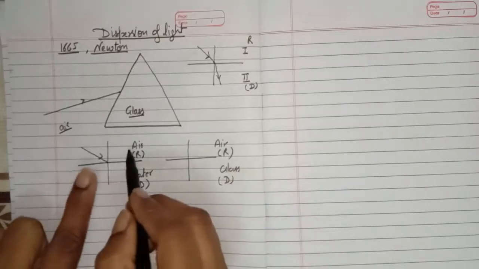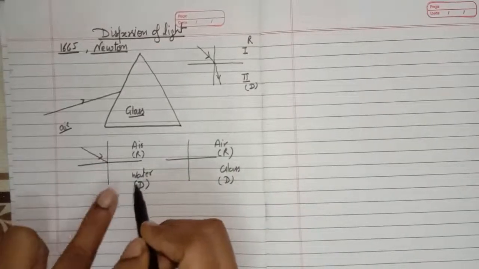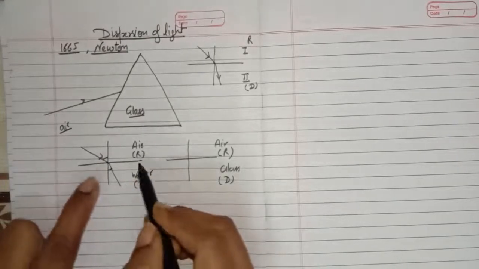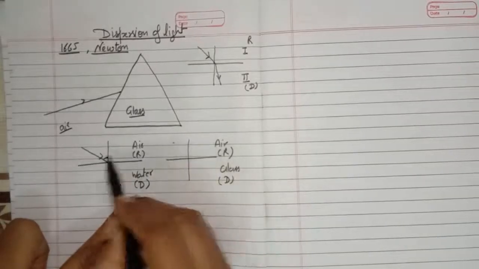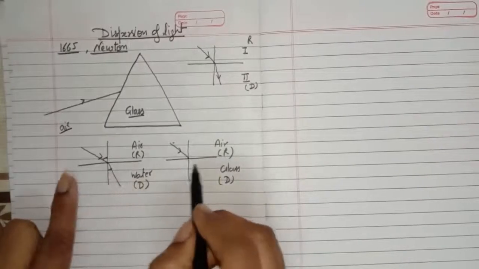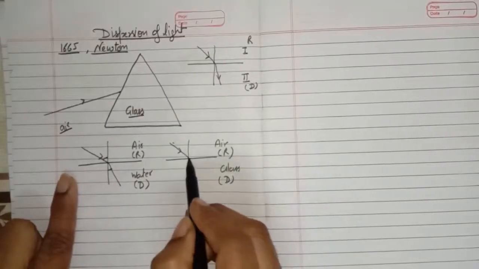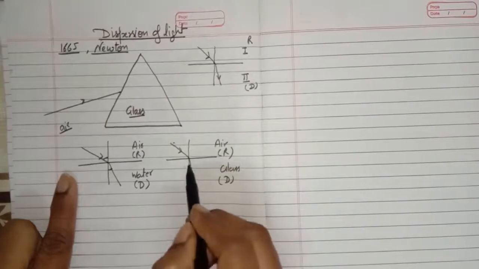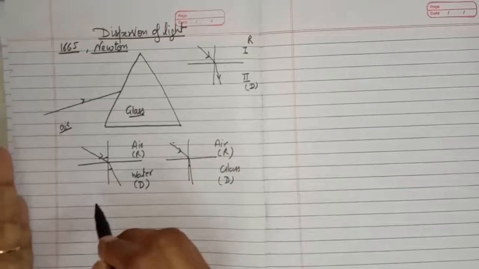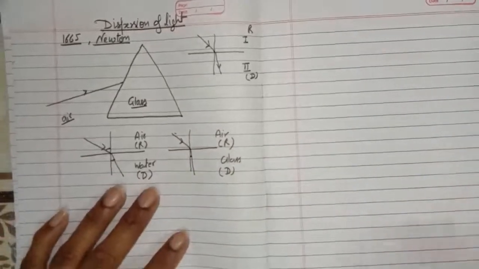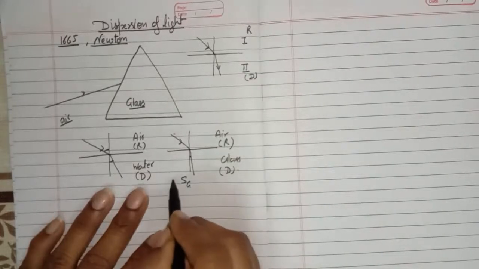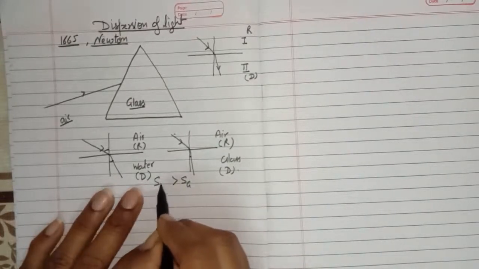So when light passes from air into water, it bends towards the normal. It's very clear because this is a denser medium. Again, suppose the angles of incidence are equal for both. Now when light passes from air into glass, it will bend more as compared to water. You know why? Because in the last chapter we studied that the speed of light in glass is less as compared to the speed of light in water.